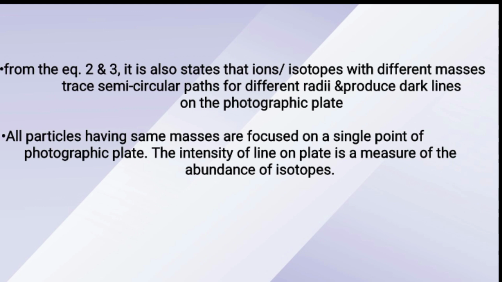All the particles having the same mass are focused on a single point of the photographic plate. The intensity of a line on the photographic plate is a measure of the abundance of the isotope.